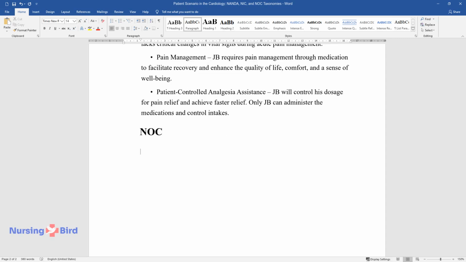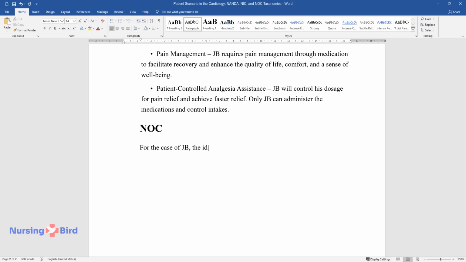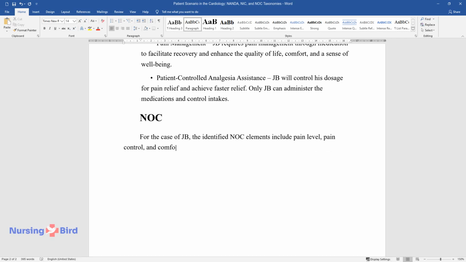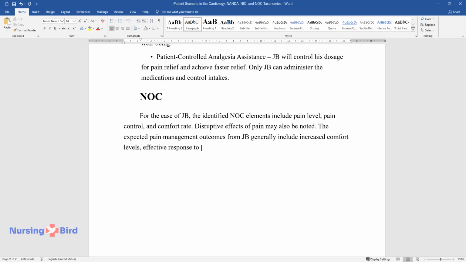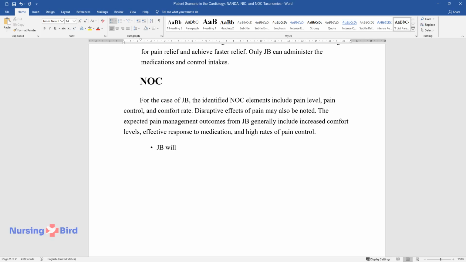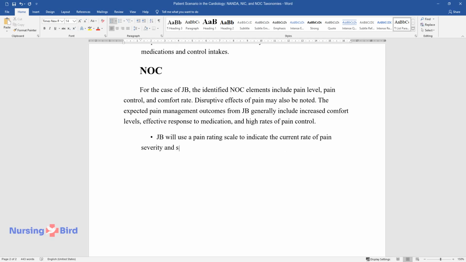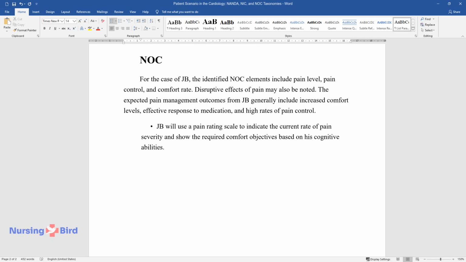NOC. For the case of JB, the identified NOC elements include pain level, pain control, and comfort rate. Disruptive effects of pain may also be noted. The expected pain management outcomes from JB generally include increased comfort levels, effective response to medication, and high rates of pain control. JB will use a pain rating scale to indicate the current rate of pain severity and show the required comfort objectives based on his cognitive abilities.